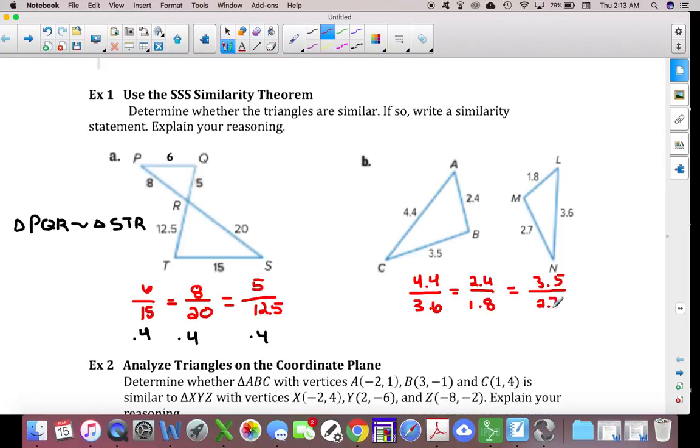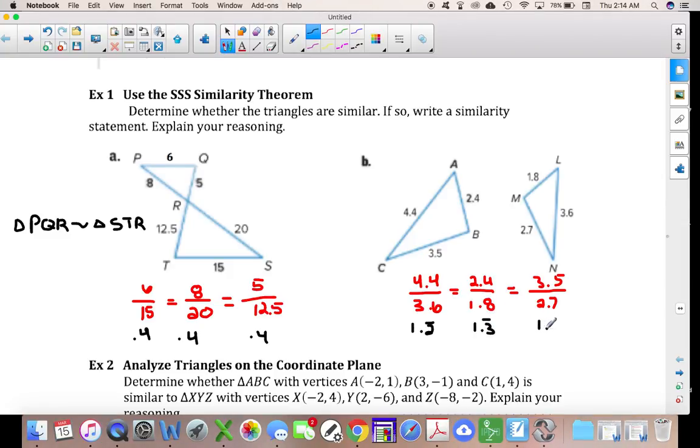Okay, if I do this in my calculator, let's see if I can remember these numbers. I think this is 1.2 repeating. This one is 1.3 repeating. And then this is like 1.29 or something like that. You can check those in your calculator if you want to. If you divide each one of those, you do get a different number. So this one is not similar. You're just looking at the scale factors. So by side, side, side, this one is similar because all the sides have the same proportion. This one is not similar because the sides have different proportions.